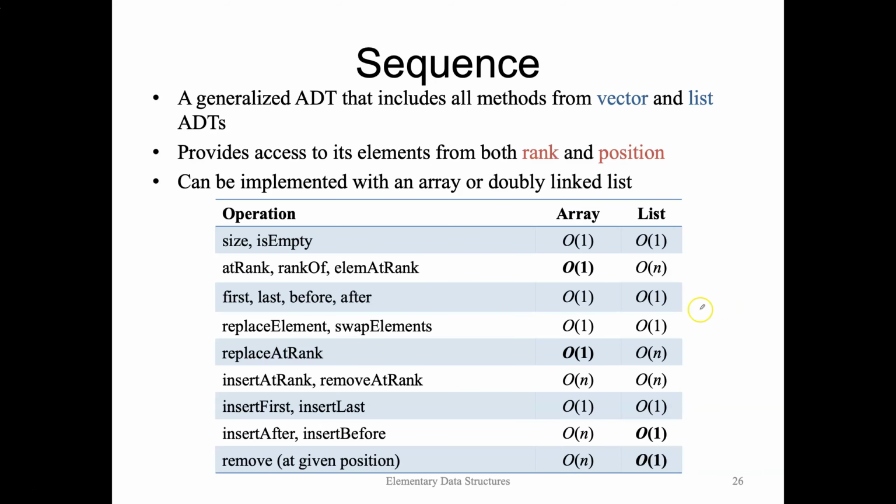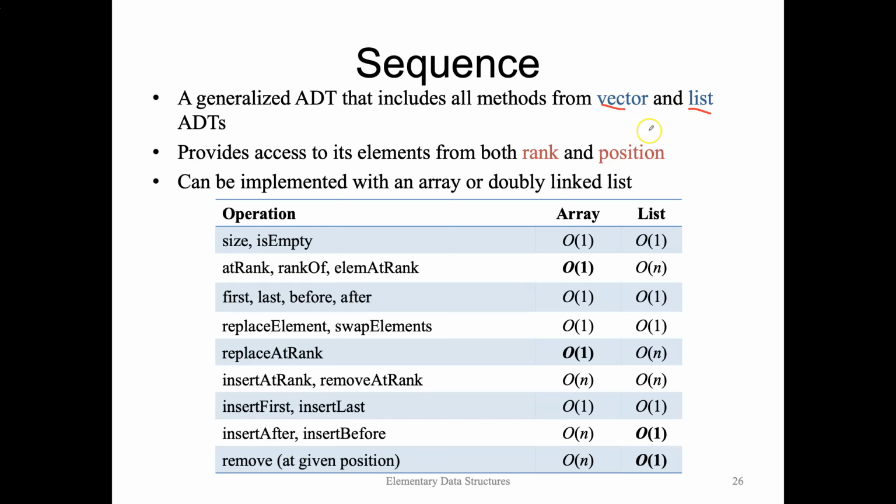Okay. Now, a sequence is just a generalized data structure that supports all methods that we had from a vector and a list, which means that elements can be accessed from their rank, like we did with a vector, or position, like we did with the list. And how we would implement this would be either we could use an array or we could use a doubly linked list, whichever way we implemented vector and list.